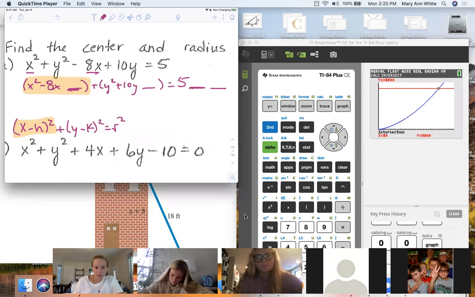So whatever you add right here goes in this blank, and then whatever you add here is gonna go on the blank behind it. So what I'm gonna preview and what we're gonna do next class is we're gonna complete the square twice in order to solve this problem, okay?